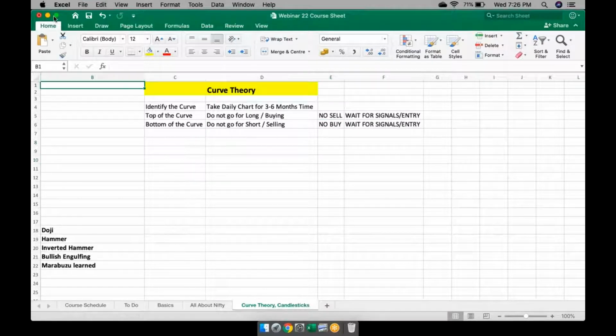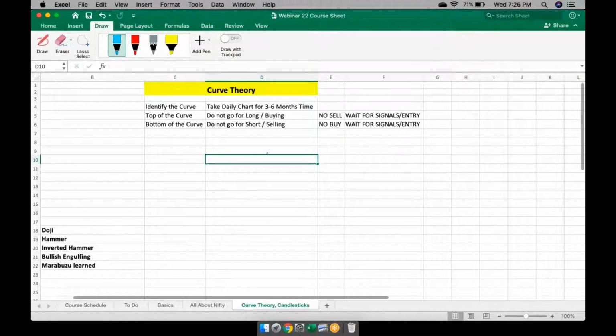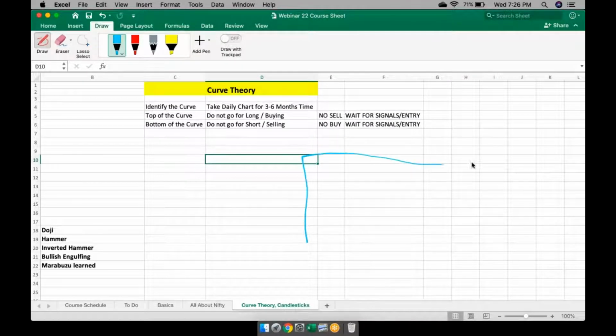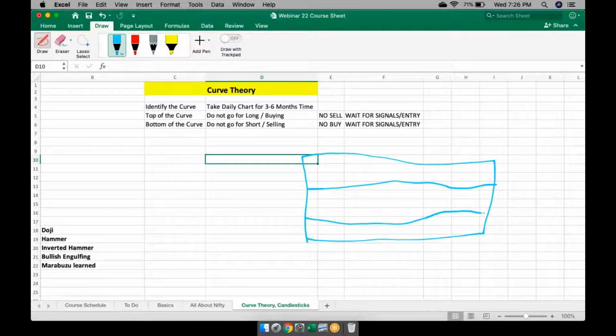If anyone has any doubt, please watch the first 25 to 30 minutes again in the recording. It's very simple. In a box, I am bifurcating. Just a minute, I'm just doing a small recap. If this is the daily chart, divide it into 3 parts. Top of the curve, bottom of the curve. Don't go for short here, short is not allowed. Don't go for long here, long is not allowed. So whoever tells you otherwise, just ignore. Very simple. Clear? So let's close this.